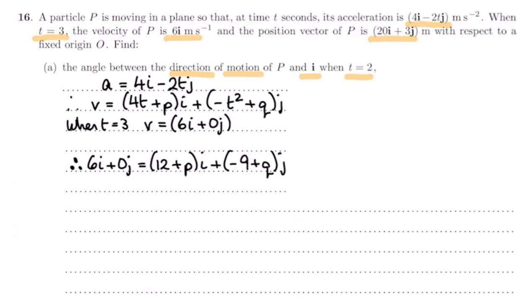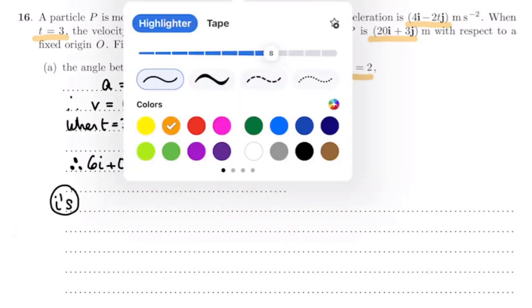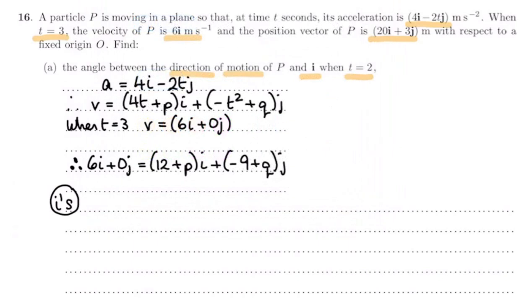What I'm now going to do is a bit of comparison. The first thing I'm going to do is look at the i's, and I will highlight those, choosing a different colour. On the left hand side we've got 6i, and on the right hand side we've got 12 plus p i. So I can say 6 must equal 12 plus p, therefore p must equal negative 6.